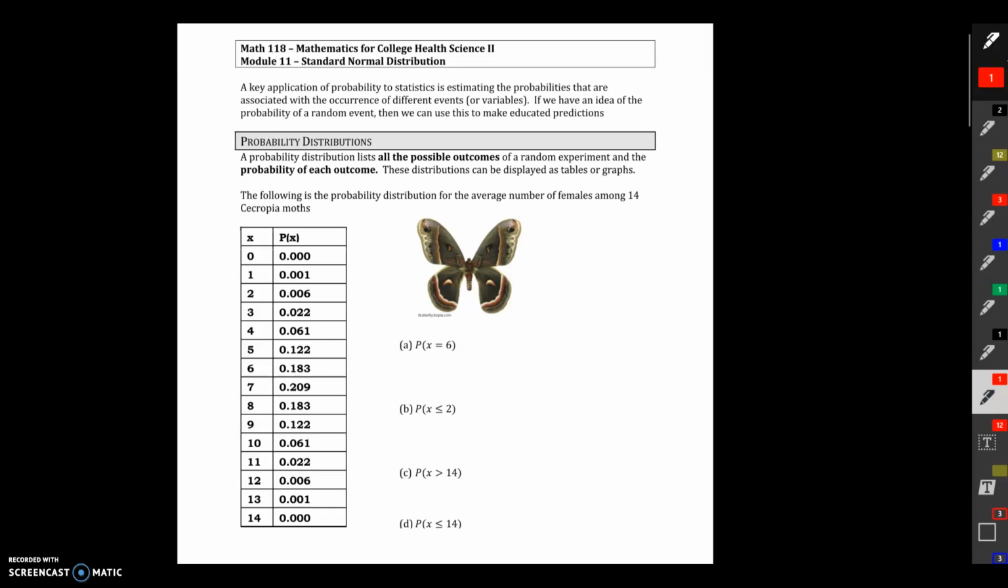This module is going to introduce the idea of probability distribution, leading into the introduction to one of the most famous continuous probability distributions that exists, the standard normal distribution. Okay, before we get there, we're going to start off talking about discrete probability distributions that are organized in tables.